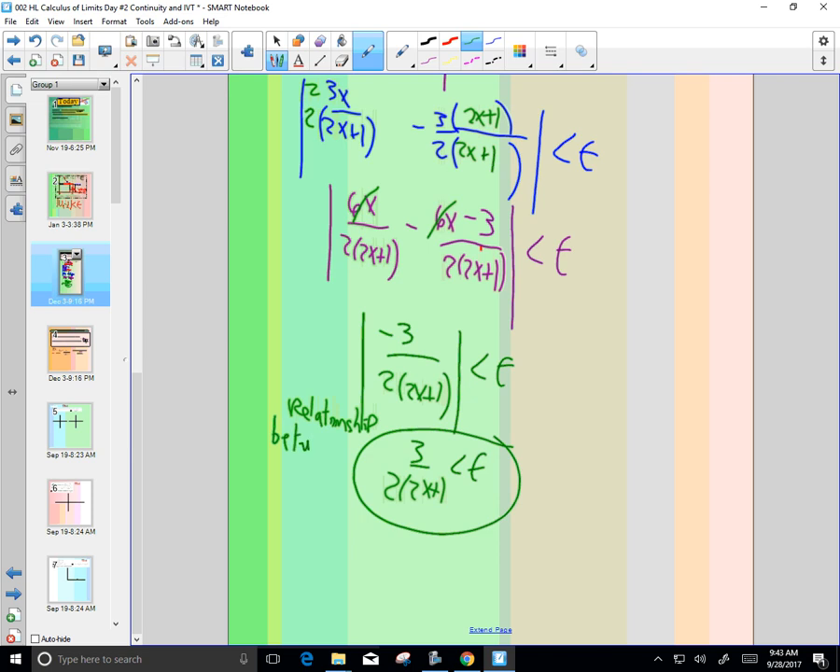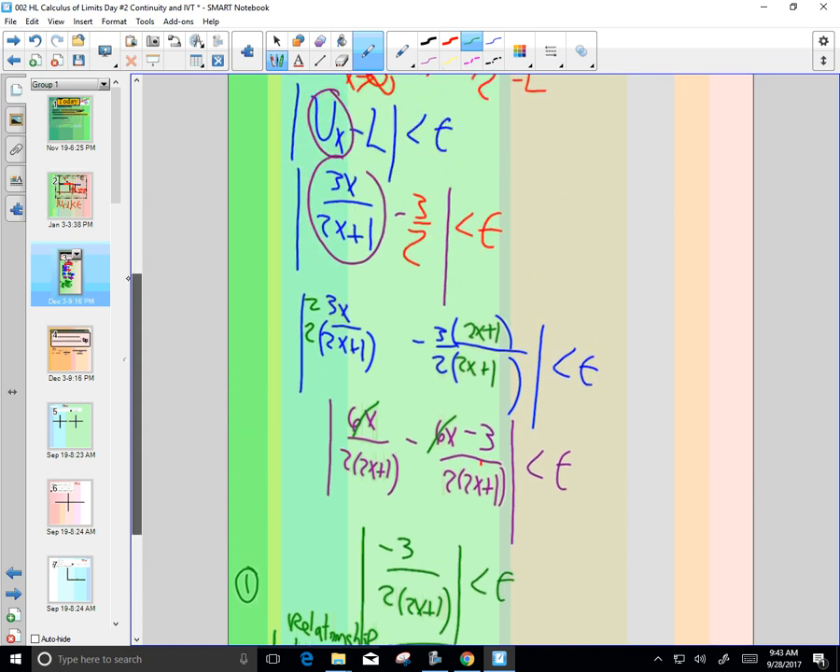between x and epsilon. It exists. That's part one. You just get a formula. There's a relationship between those two. Watch your signs here, but it worked out. That's part one. Part two.